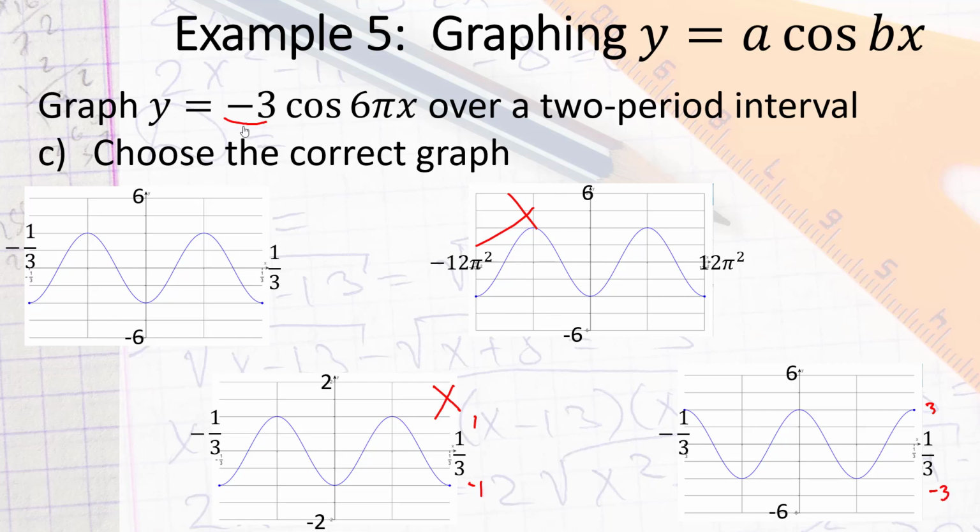But notice that y is equal to -3 cosine 6 pi x. So when x is equal to 0, y should be equal to -3. Here we have 0, 3. This is wrong. The only graph which is correct is this graph right here. Once again, here's our first period, 1/3. Here's our second period, 1/3. It looks like a cosine, but it is flipped as it should be since we have a negative a value, and when x is 0, we have that y is equal to -3.